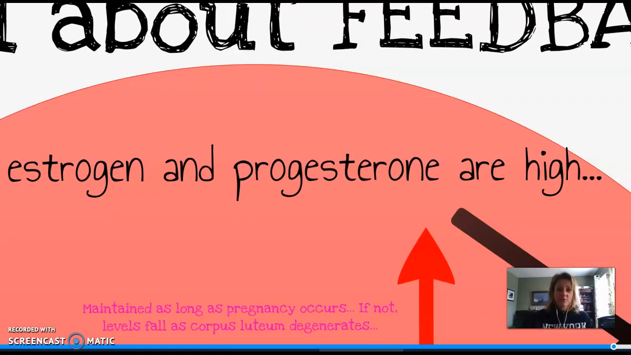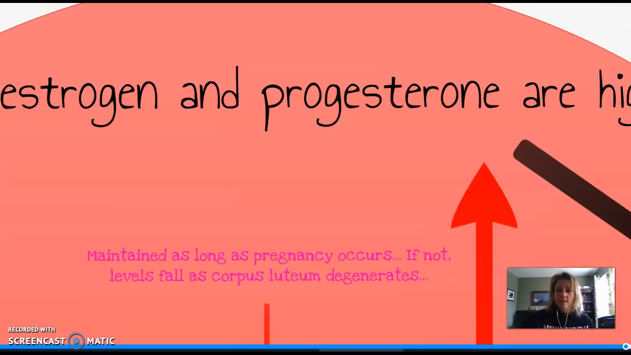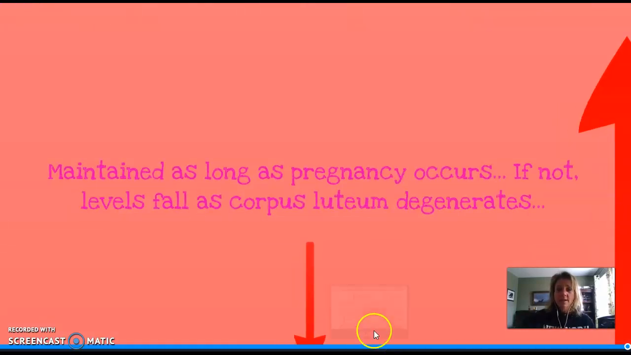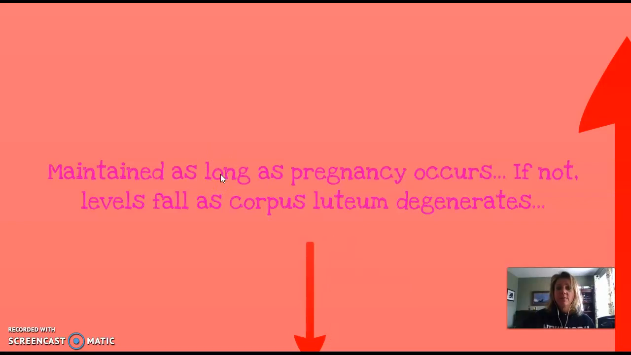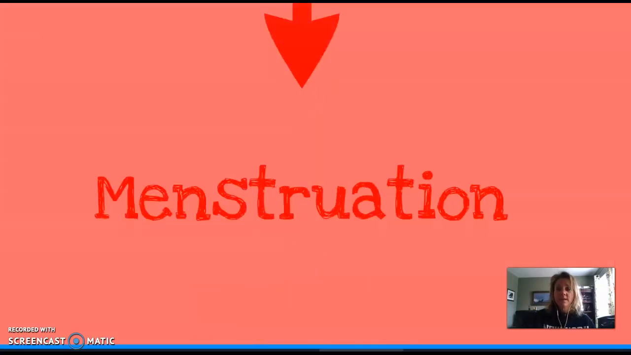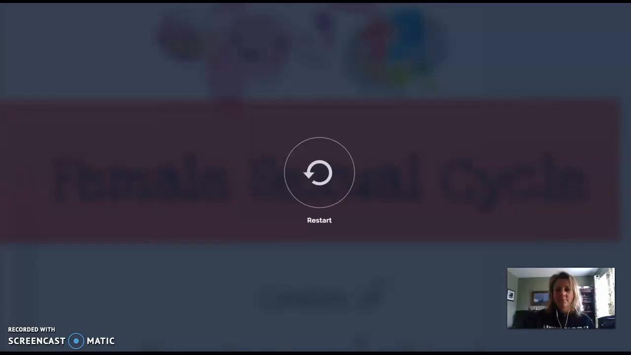Estrogen and progesterone are going to be high because we have that corpus luteum intact, and that's going to stick around as long as pregnancy occurs. If not, the levels of estrogen and progesterone fall as the corpus luteum degenerates, and we get the beginning of the cycle, day 1 through day 5, which is menstruation.